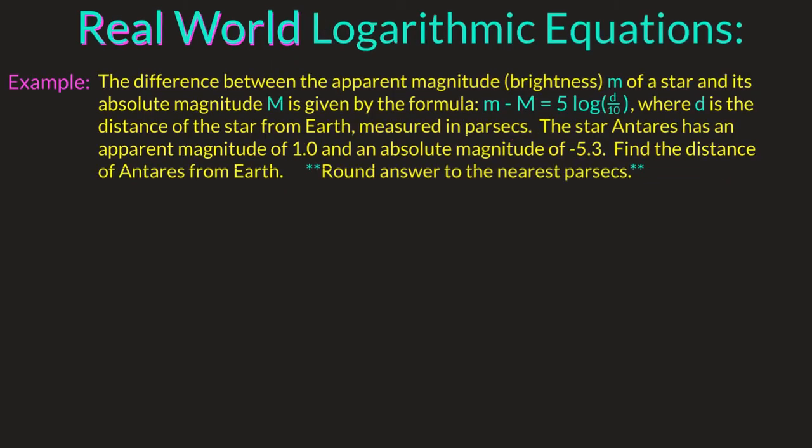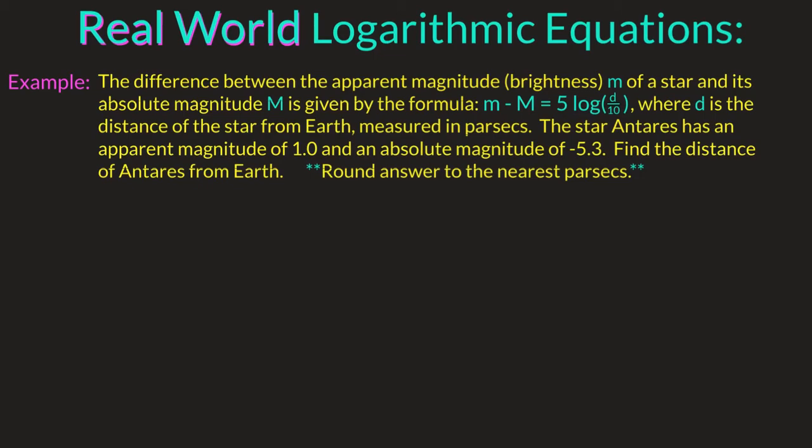Here we are with our last real-world log problem. So it says the difference between the apparent magnitude or the brightness, lowercase m, of a star and its absolute magnitude, uppercase M or capital M, is given by the formula lowercase m minus capital M equals 5 times the log of d divided by 10, where d is the distance of the star from the Earth, measured in parsecs.